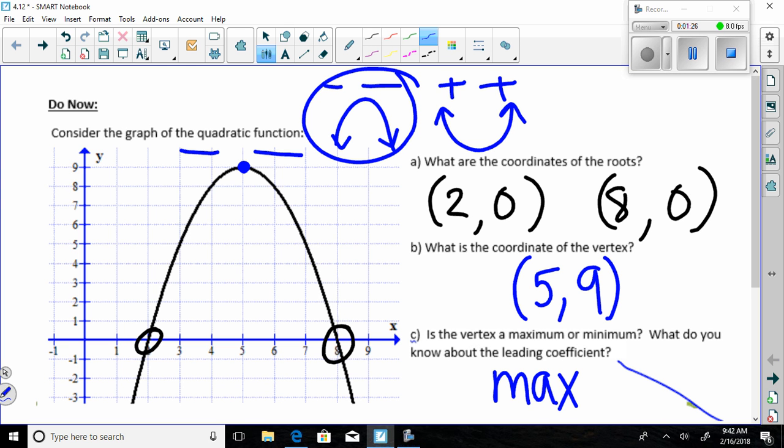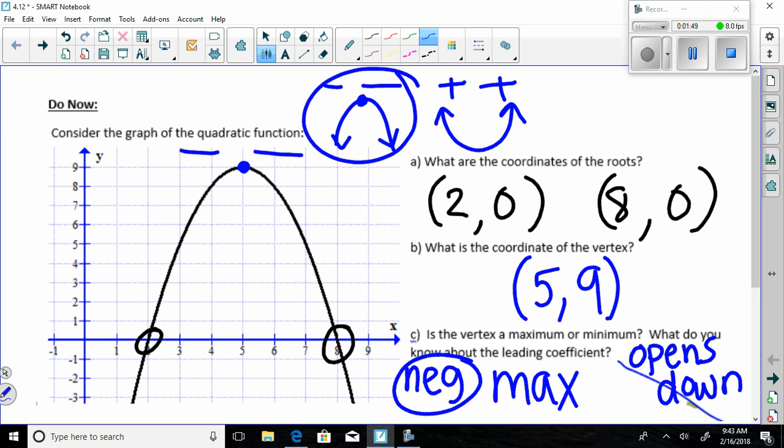Is that opening down or up? Down. So we know it opens down, even though the question didn't ask that. I'm just going to write that. It opens down, and it has a maximum, right? And so our leading coefficient would have to be negative or positive. Right here. If this is negative Nancy, we know it's negative.